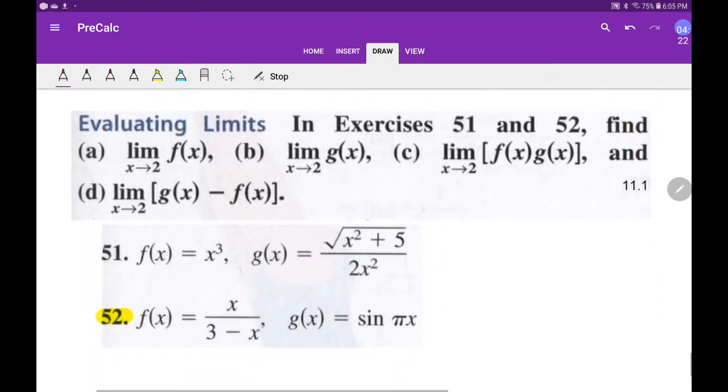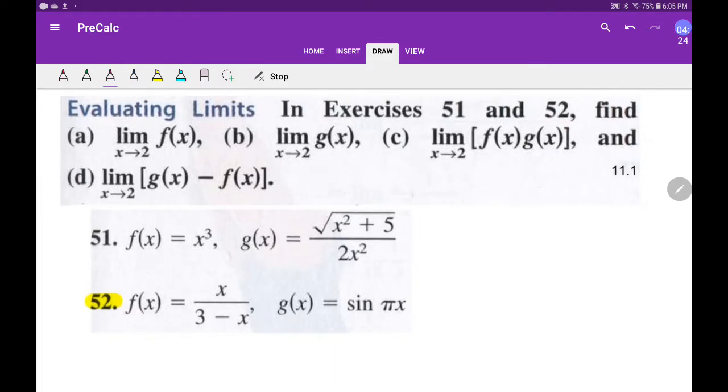So let's go ahead and do this. Let's say, what is the limit as x approaches 2 of f of x? Well, that's going to be equal to, I'm going to plug in 2 for f of x, and I'm going to get 2 to the third, which is 8. So the limit is 8. That's called direct substitution. Just put it in there and see what happens.